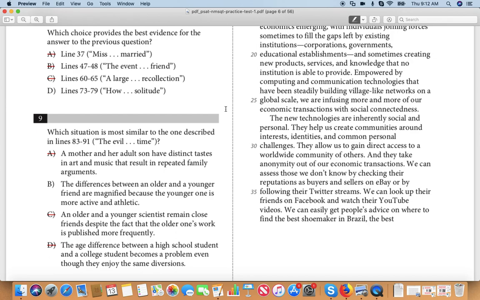So why are these social networks taking anonymity out of our economic transactions? Why would that be the case? Why are they doing that?